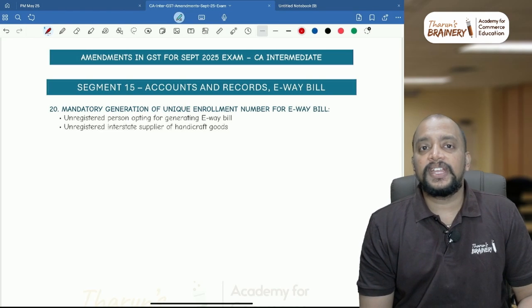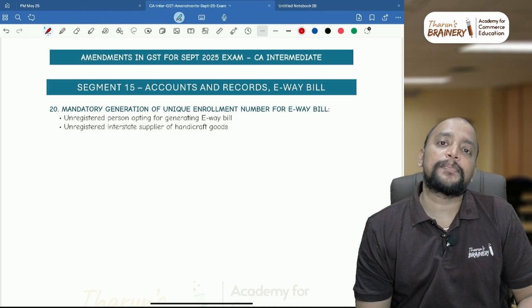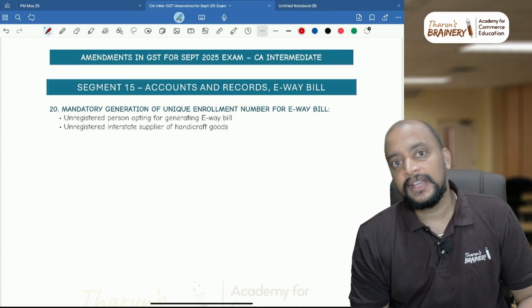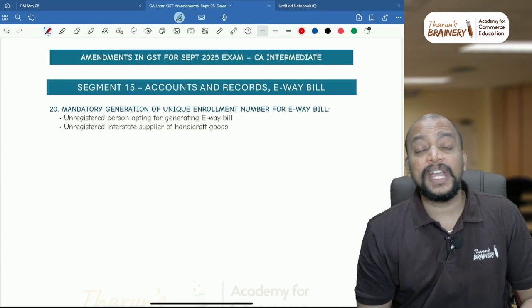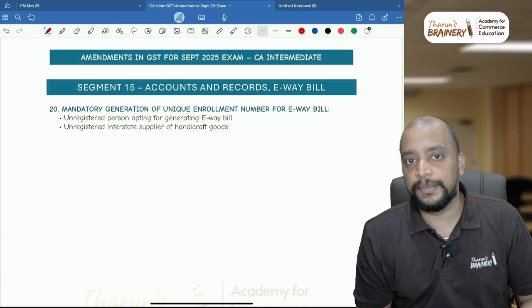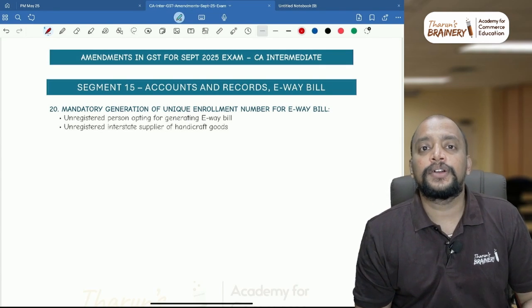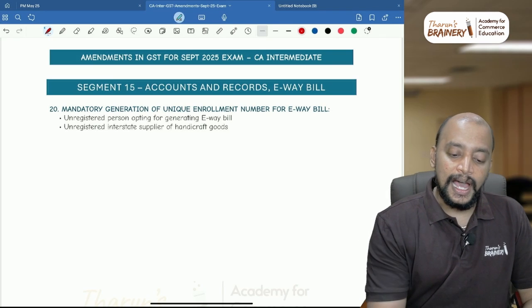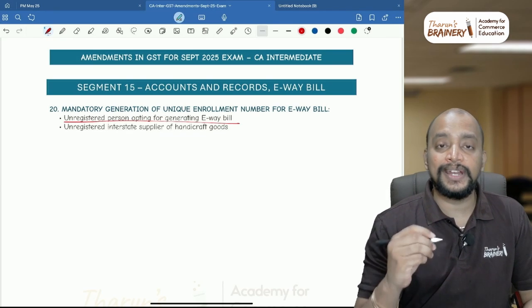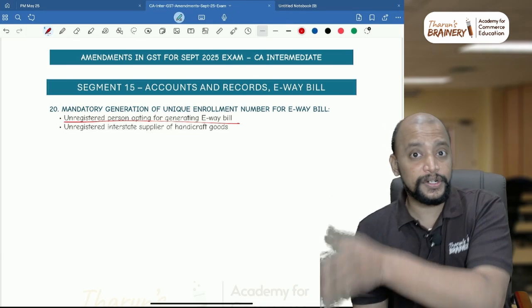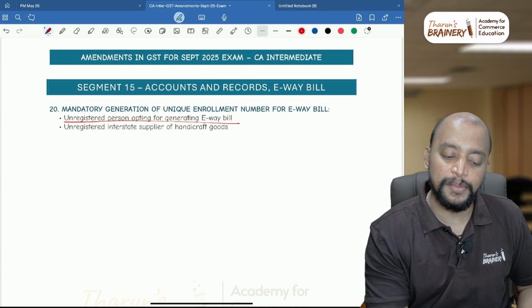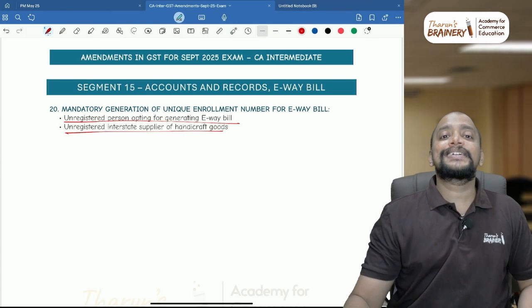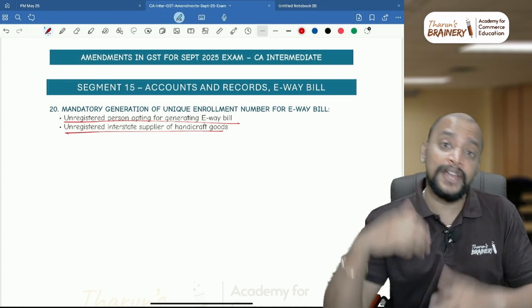Whenever an unregistered supplier is supplying taxable goods, see, the moment goods are taxable, definitely e-way is applicable. What if the unregistered person wanted to generate e-way? They need to get a unique enrollment number. The transporter can generate or the recipient can generate. If the supplier wanted to generate, opting for generating e-way, or an unregistered interstate supplier of handicrafts, e-way always needs to be generated.